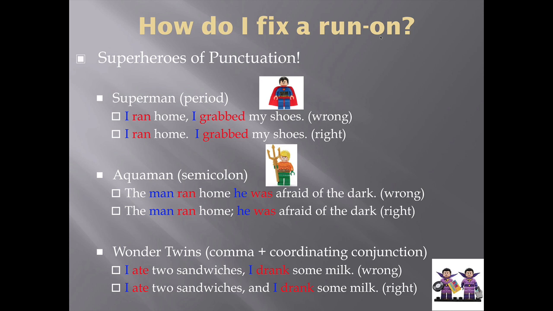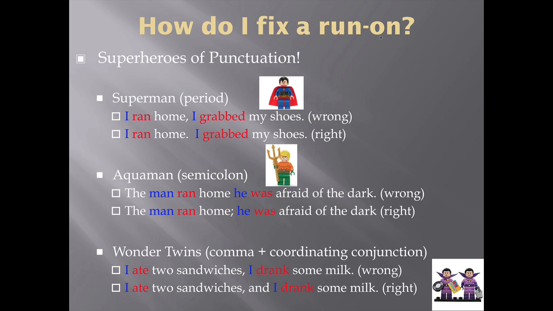So the Wonder Twins is like trying to use a comma to separate two complete ideas. It's not strong enough. It's like trying to use a Wonder Twin to thwart a villain. He needs his other twin. So in this case, your Wonder Twin combination is a comma plus a coordinating conjunction. Now, in case you're like, a coordinating what? Like, did you just sneeze?